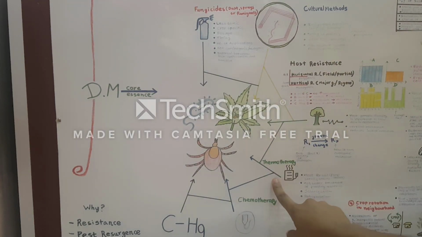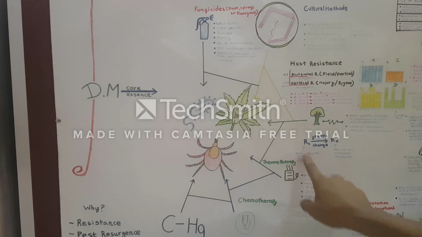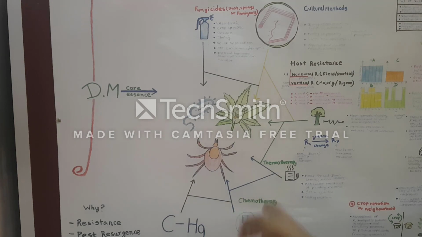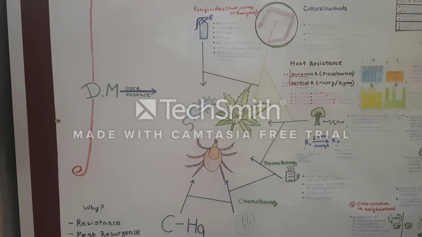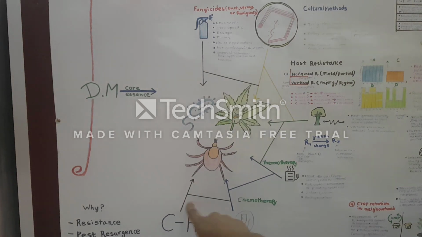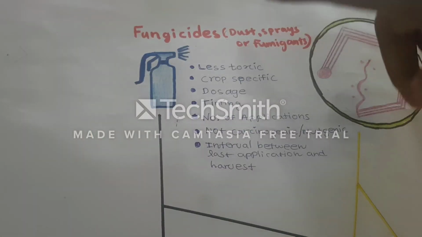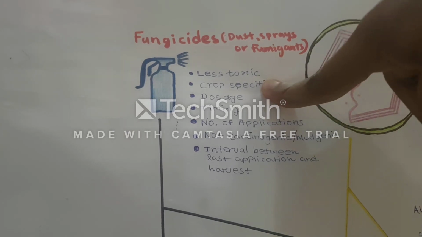And the next one is thermotherapy. Thermotherapy is a method where we use heat to eradicate pathogens. The next one is chemotherapy. Chemotherapy is a method in which we use chemicals to eradicate the pathogens. And then organic compounds are combined with mercury to produce effective compounds so that the mercury component of the compound can eradicate diseases. So let's first talk about the fungicides that can be used.